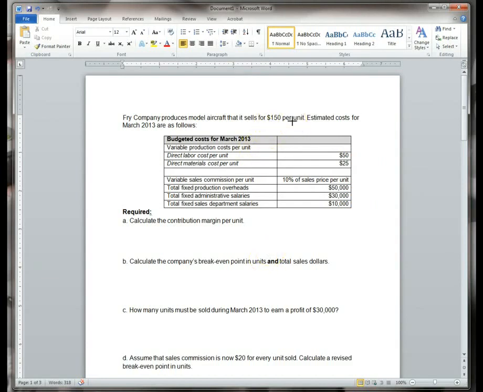So the first required question is to calculate the contribution margin per unit. Again, if you don't know what contribution margin means, you're going to be lost. If you don't know what a unit is, you're going to be lost. But let's go ahead and go through this, right? We know the sales price. I'm going to try to draw this. This could be a disaster. Your sales price is $150, right? And to get the contribution margin, and that's per unit. How do I know that? Because it says it sells for $150 per unit.